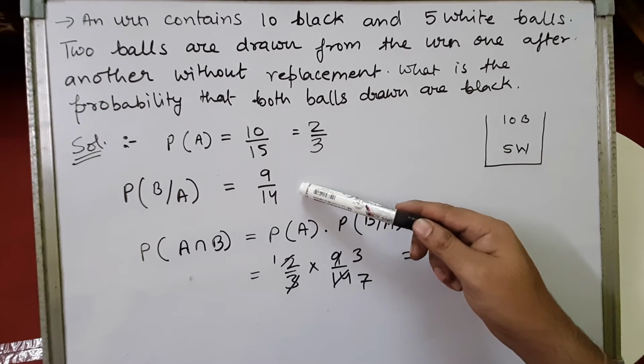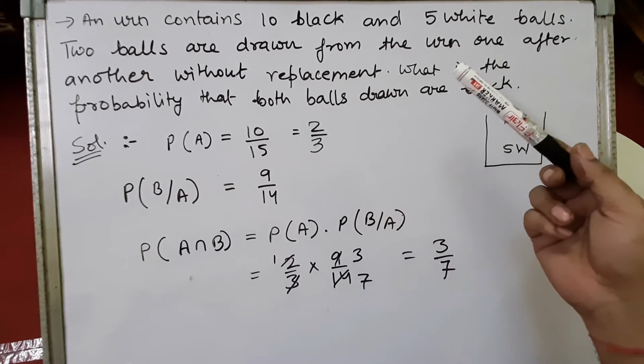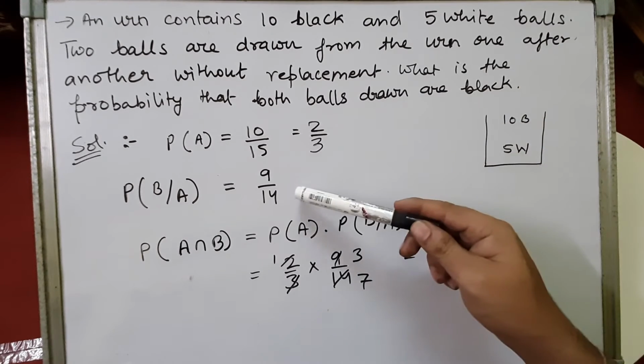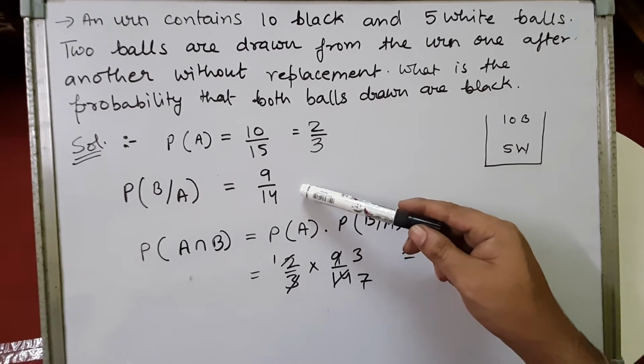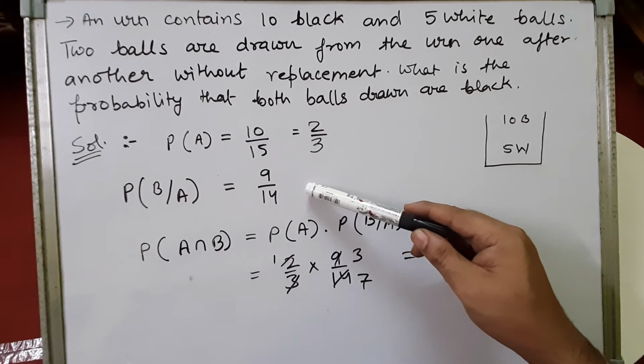Next is the probability of getting a black ball when the first event A has already occurred and we have obtained one black ball, and that black ball is not replaced in the bag again. So we say the probability of getting B upon A, that means A has already happened and B is now going to happen.